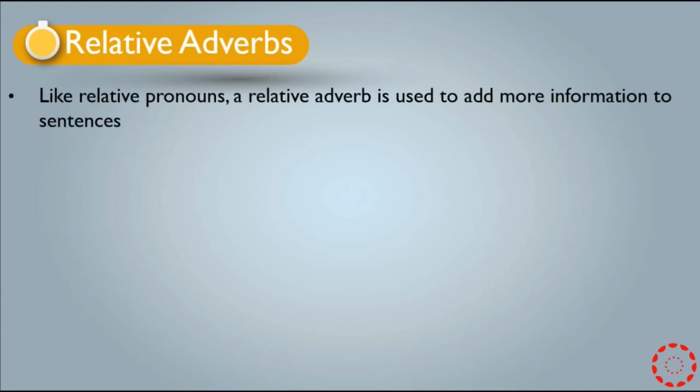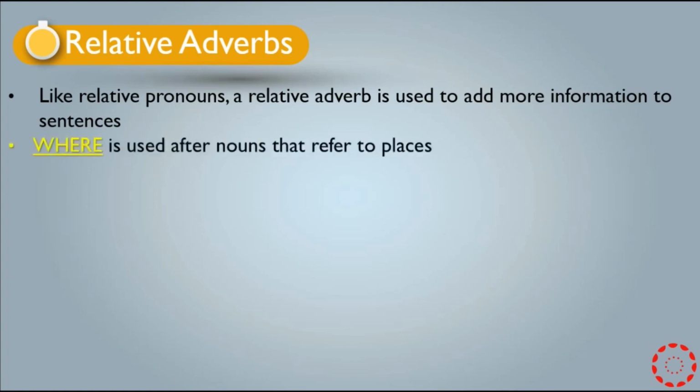Like relative pronouns, relative adverbs are used to add more information to the sentence. As I said, we have where, which is used after nouns that refer to places. Be careful here: where is used to refer to places, not people.